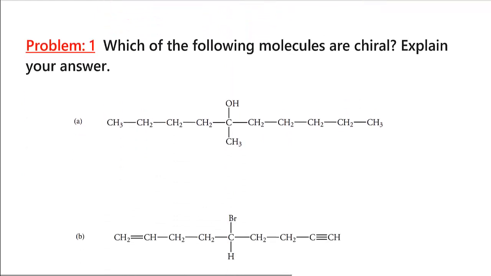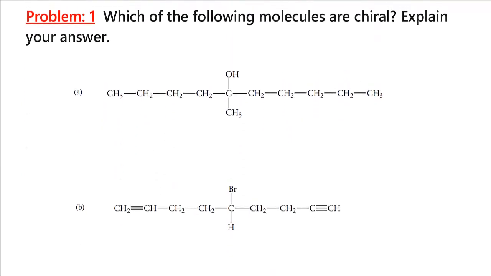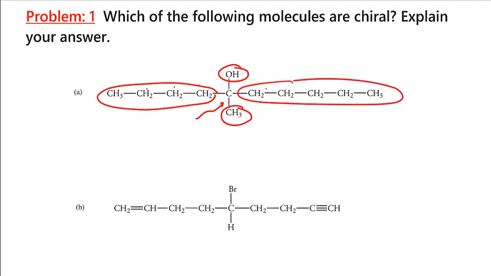Now let us do some more practice. Which of the following molecules are chiral? What am I looking for? I am looking for a carbon that has 4 different groups. So for this carbon, one group, a second group that is different, and this contains 1, 2, 3, 4 carbon, and this side we have 1, 2, 3, 4, 5 carbon. So this carbon is a chiral carbon.